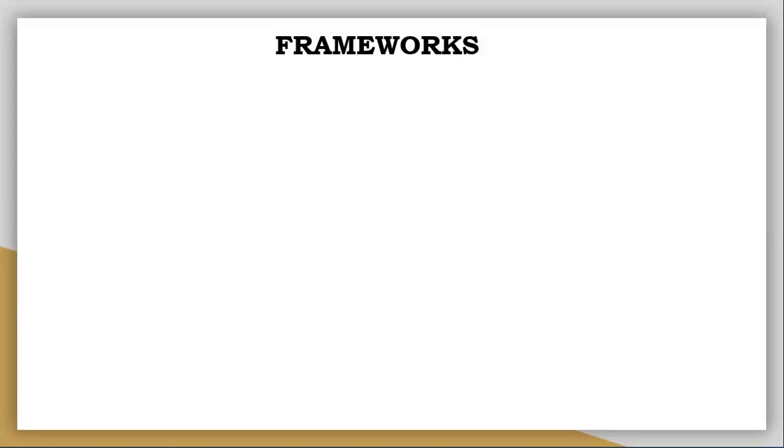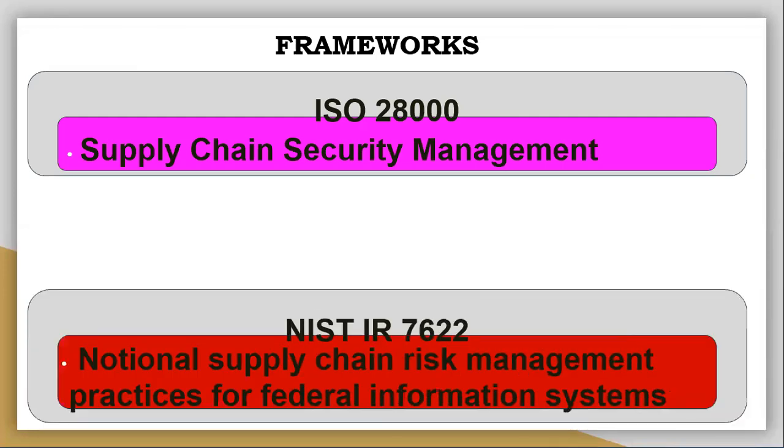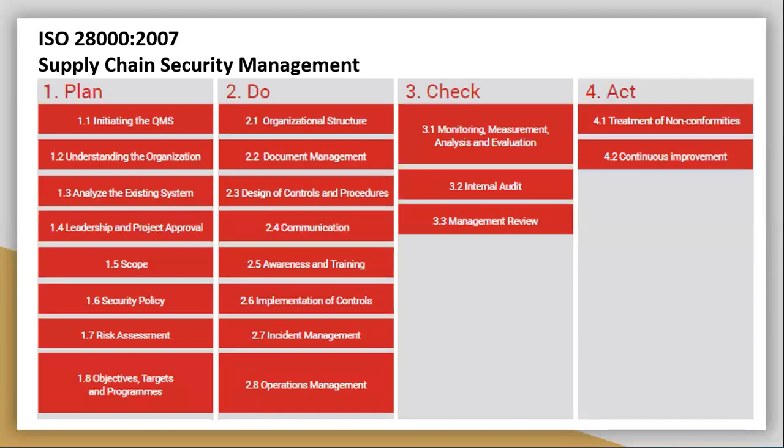Okay, so some of the frameworks we have: ISO 28000, supply chain security management; NIST IR 7622, Notional Supply Chain Risk Management Practices for Federal Information Systems by NIST, the National Institute of Standards and Technology; and then also the UK NCSC, the actually 12 principles of supply chain security. So let's just get a high level view of these standards.